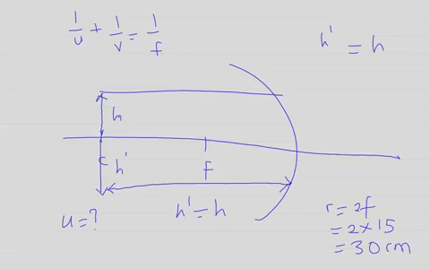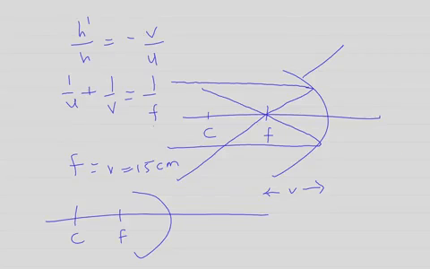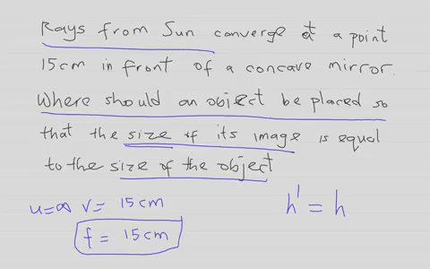So the question again is that we have rays coming from the sun, so u is infinity, and they converge at a point, and that point must be the focal point. If it is coming from infinity, then it will converge at the focal point. So that means the focal length is 15. And it's in front of a concave mirror. So from that information, it now asks where an object should be placed, not the rays coming from there.